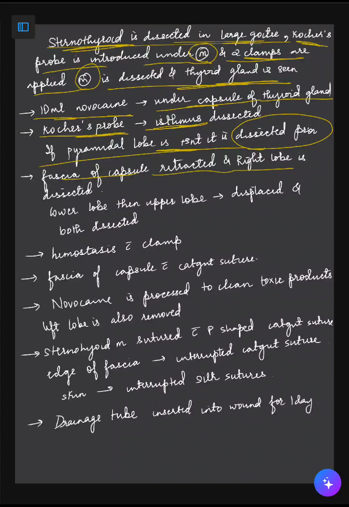Fascia of the capsule is retracted and right lobe is dissected. Then the lower lobe and the upper lobe, it is displaced.